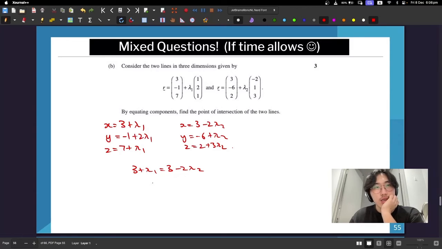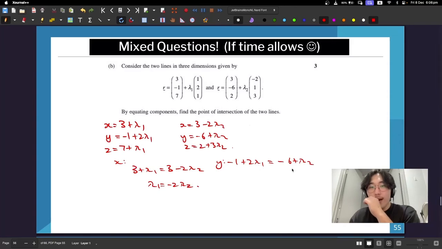Oh, sorry, not 0. Lambda 1 equals negative 2 lambda 2. Now, so this is x. Now if we equate y, this will become negative 1 plus 2 lambda 1 equals negative 6 plus lambda 2. Subbing in this identity we just found, this will become negative 1 minus 4 lambda 2 equals negative 6 plus lambda 2, which will be 5 equals 5 lambda 2. Therefore lambda 2 equals 1, and lambda 1 equals negative 2.